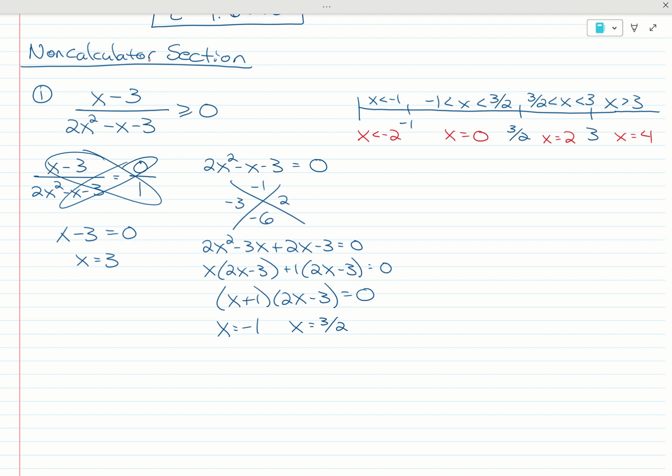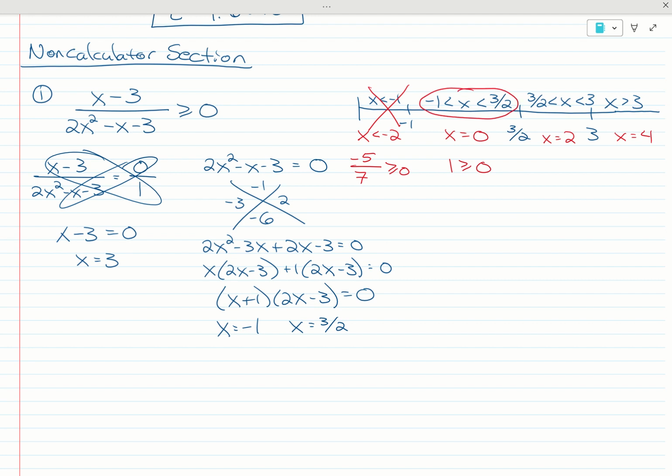If you plug in -2, I'm getting -5 over 4 times 2 is 8, 8 plus 2 is 10, 10 minus 3 is 7. And that is not greater than 0. If you plug in 0, I'm getting 1, which is greater than 0.